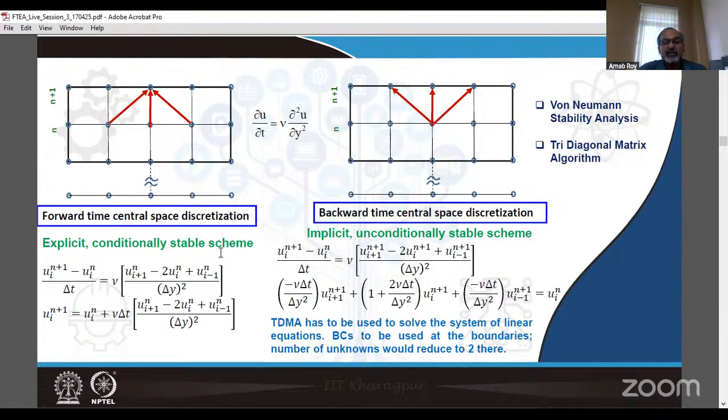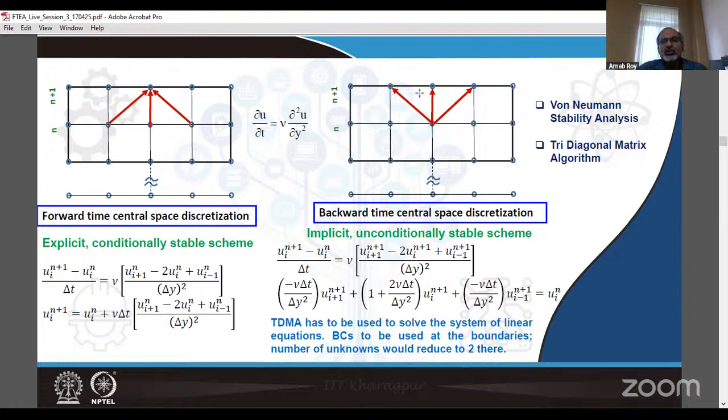Now, looking at backward time central space discretization, why we say backward time is because here in this scheme, we do not look at the solution at n plus 1th time step by moving all information forward from the nth time level. Rather, there is only one point which is lying at the nth time level from which information is propagating out. And therefore, as far as the solution for these three grid points are concerned, we have to look back in time to the nth time step level.